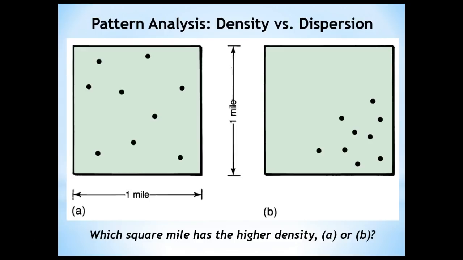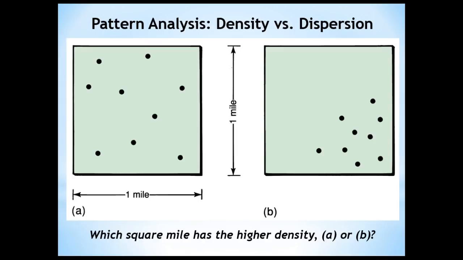When we look at maps, we also have to consider pattern analysis. One of the key concepts in pattern analysis is density versus dispersion. So if you take a look at this, which square mile has a higher density, A or B? Those of you that were thinking B are wrong. Those of you that were thinking A are also wrong. They're the same in this picture.